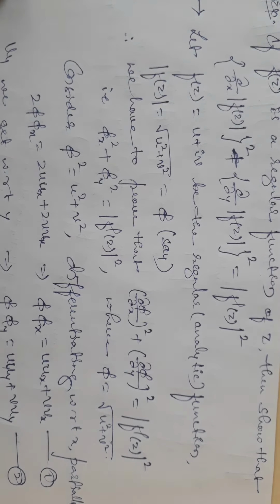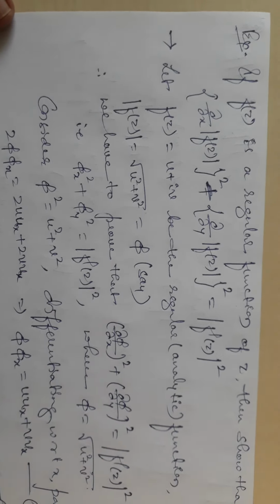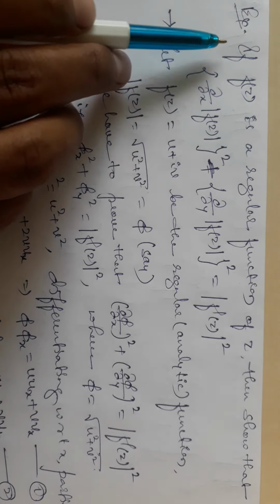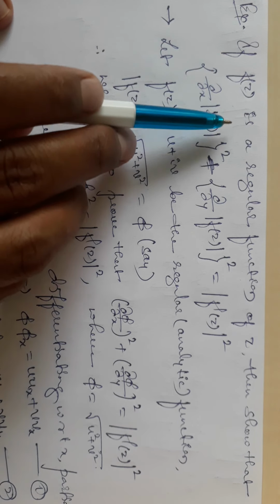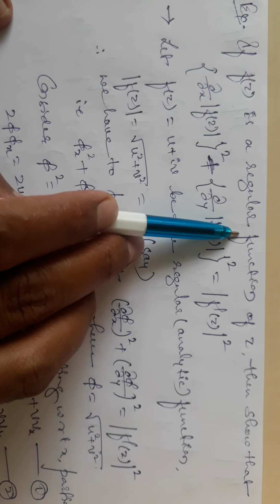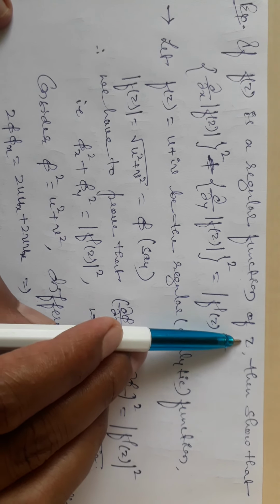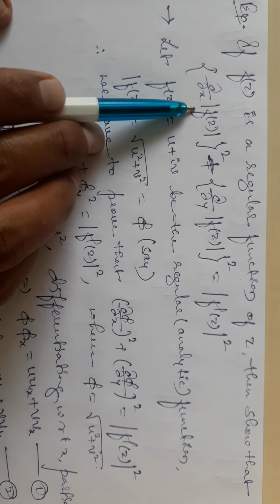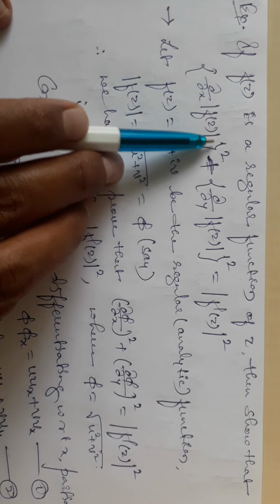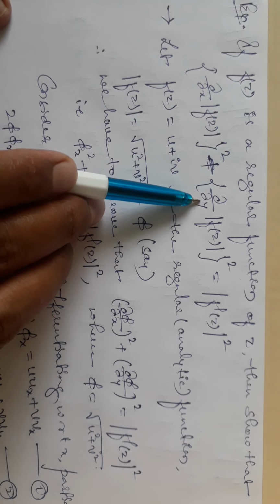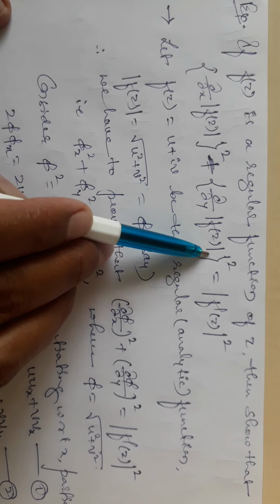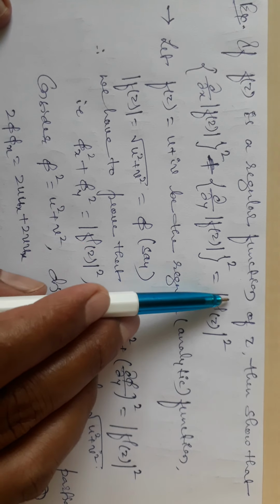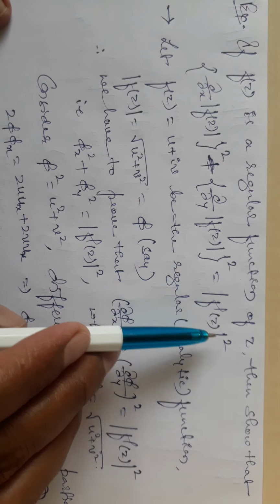We consider a similar example. If f of z is a regular function, that is an analytic function, then show that del by del x of mod of f of z whole square plus del by del y of mod of f of z whole square equal to mod f dash of z whole square.